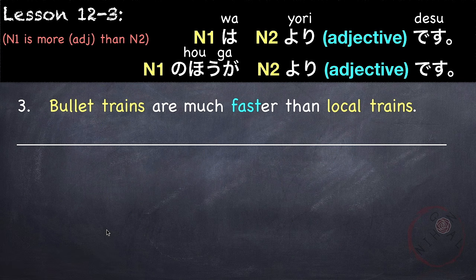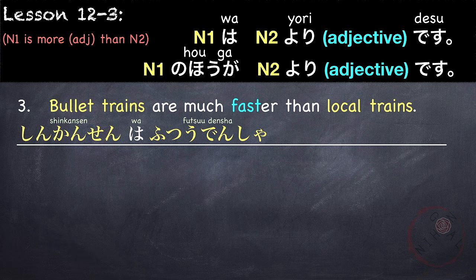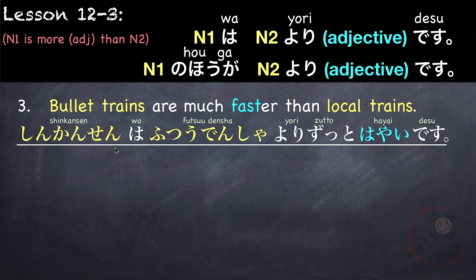Another example, bullet trains are much faster than local trains. So our N1 is bullet trains, which is Shinkansen. Shinkansen wa. Our N2 is local trains, futsu densha yori. Here we are using an adverb, much, which is zutto. And then our adjective, which is fast, hayai, followed by desu. Shinkansen wa futsu densha yori zutto hayai desu. So much faster. Bullet trains are much faster than local trains.